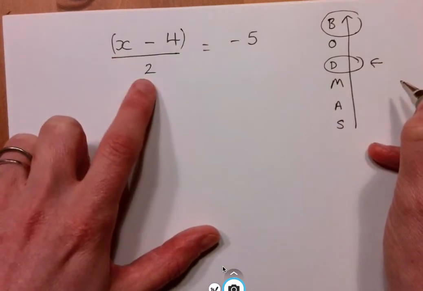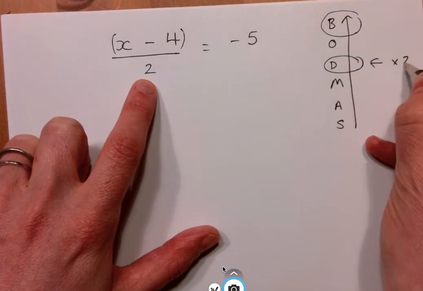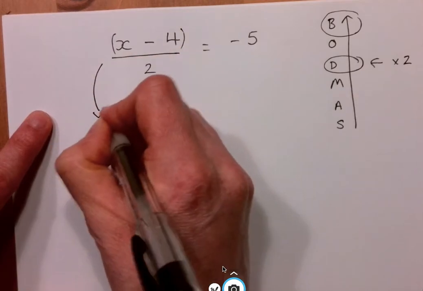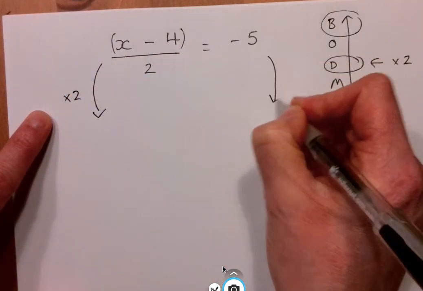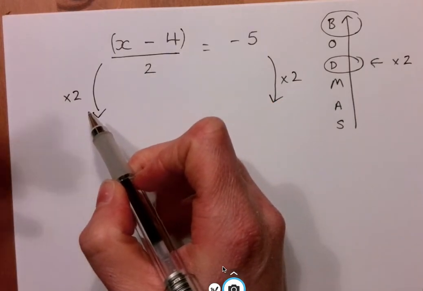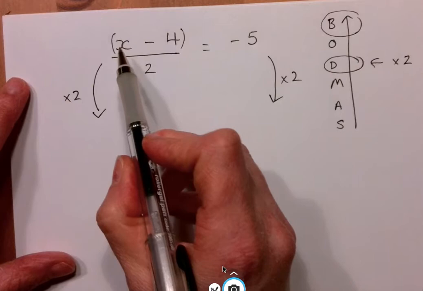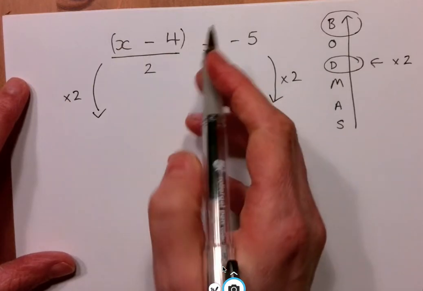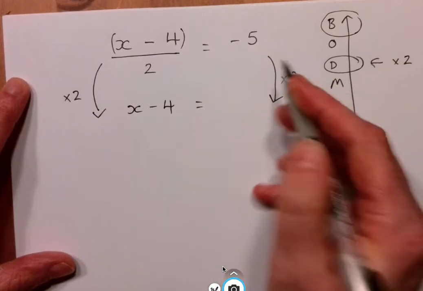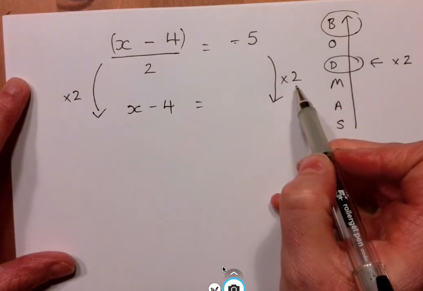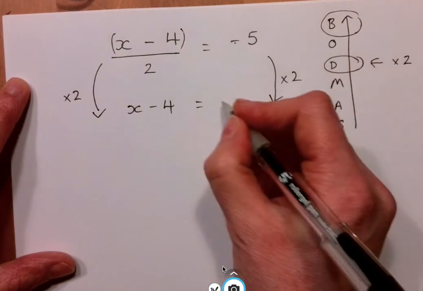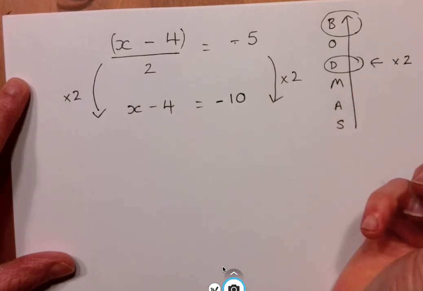So what's the opposite of dividing by 2? It's to times by 2. So the first thing we do here is get rid of any fractions. So we multiply both sides by 2. Here, the divide by 2 and times by 2 cancel each other out, so they always just leave us with whatever is on the top, okay? So we're left with x minus 4. On the other side, you've got minus 5 multiplied by 2. So minus 5 times positive 2, and minus times a positive is a negative, so we get minus 10, okay?